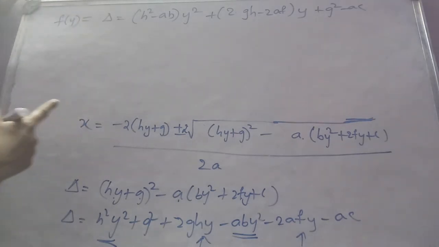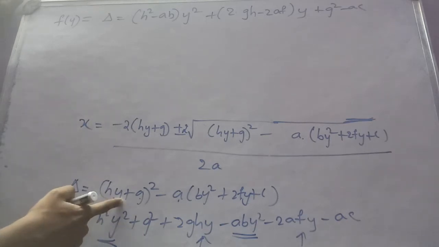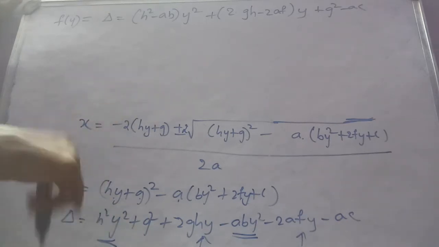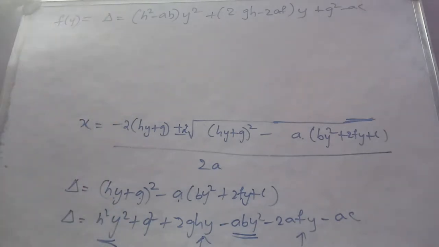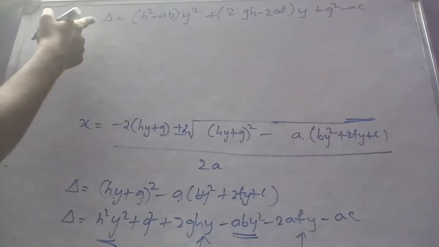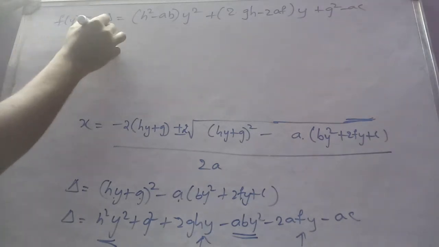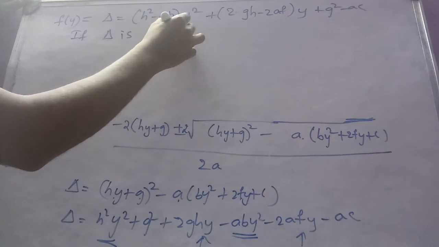If you want a rational factor, I told that this delta must be a perfect square, right? It must be a perfect square. If delta is a perfect square, then I can write if delta is a perfect square, then what?